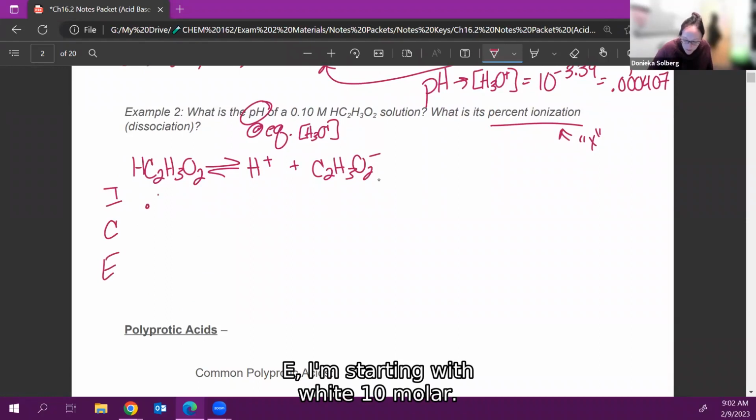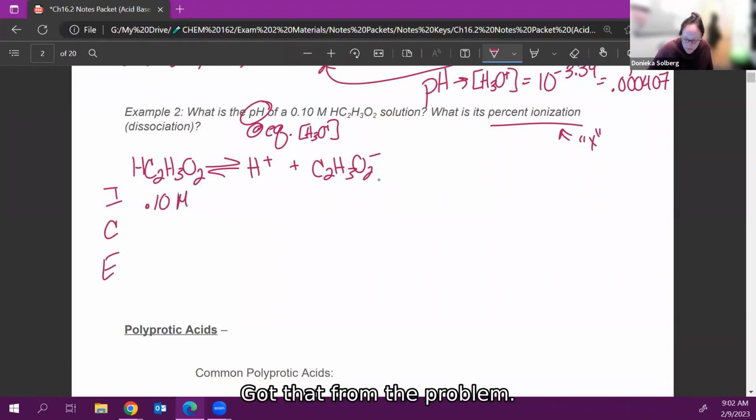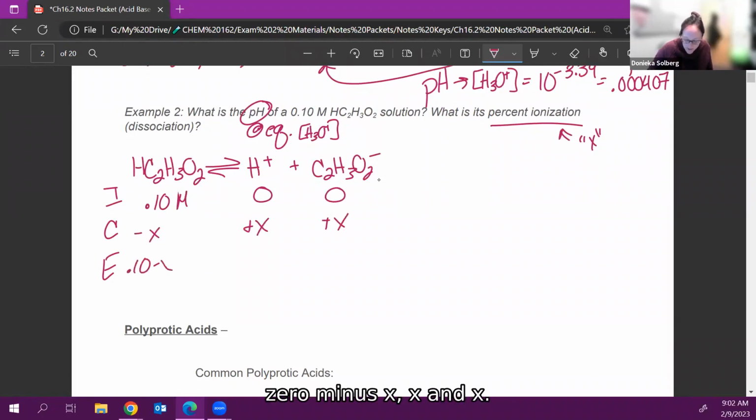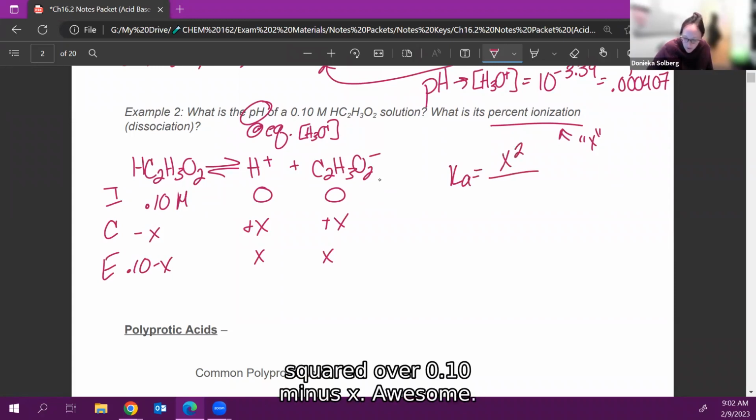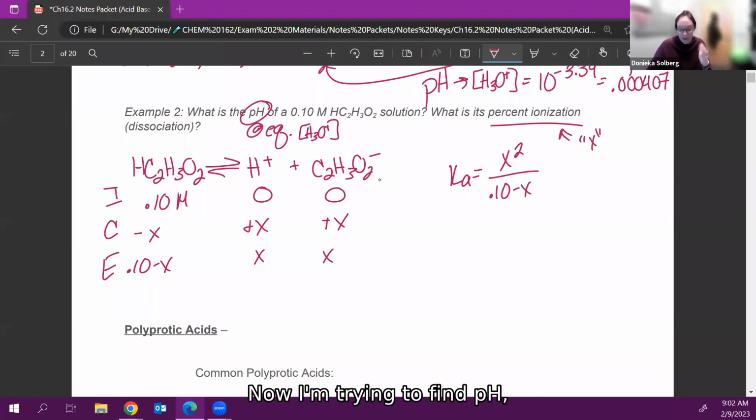All right, so I got ICE. I'm starting with 0.10 molar. Got that from the problem. 0, 0, minus x, plus x, plus x, 0.10 minus x, x, and x. Awesome. Okay, so I got Ka is going to be x squared over 0.10 minus x. Awesome. Now I'm trying to find pH, which means I need to find X. I need to find this value here.